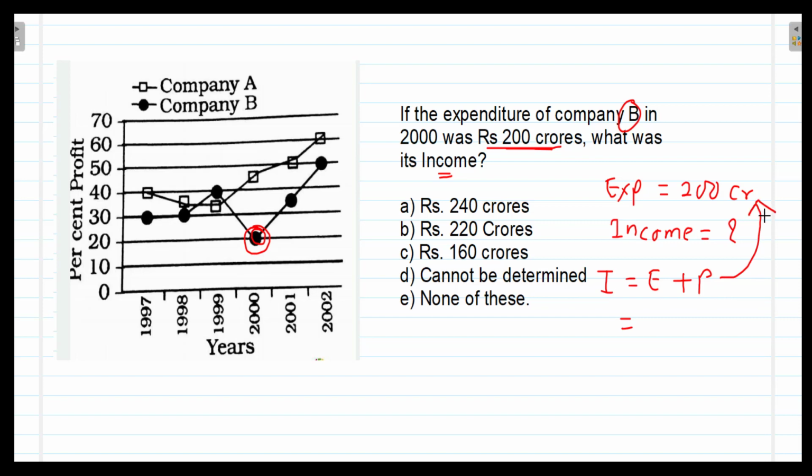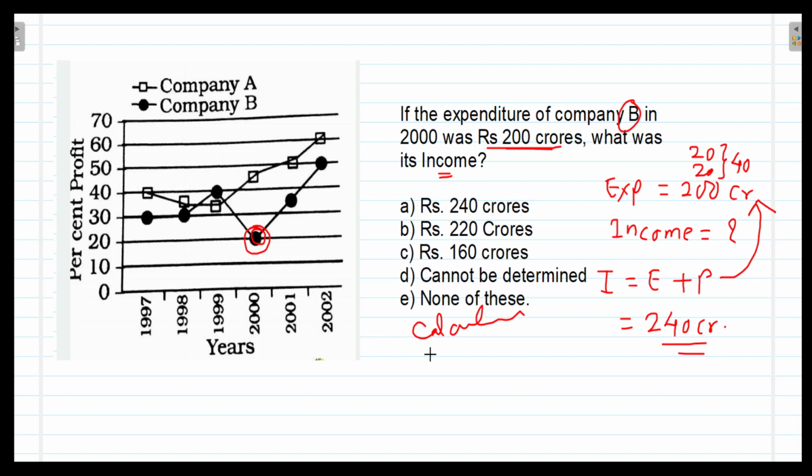It is on expenditure, and 20% on expenditure, this is 200, 10% will be 20 and 20% will be again 20, so it will be total 40. So 40 crore will be the profit. So 200 crore is the expenditure and profit is 40 crore, so total income will be 240 crore. So it's so simple.